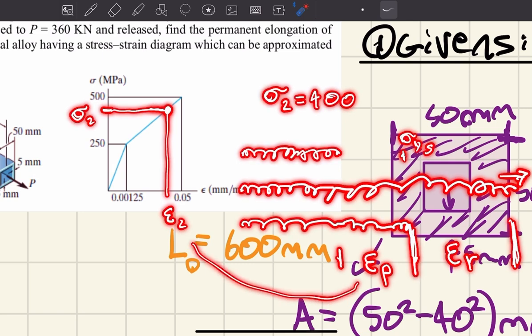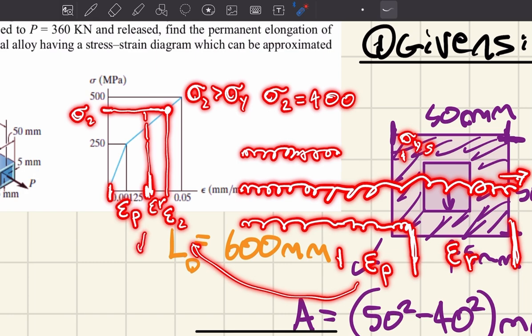How does that translate right here? So basically, if we take that example, once I let go of sigma 2, since it's past the yield point, since sigma 2 is greater than the yield stress, I'll have some spring back. Sure, it'll spring back a bit, and this is my recovery strain. However, I will also have this permanent deformation, which we call permanent strain. So that's the idea. And this is why the question asks us to find the permanent strain, or the permanent elongation, but we can easily find elongation from strain.